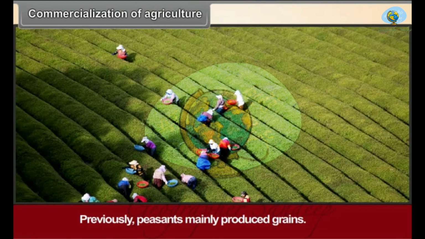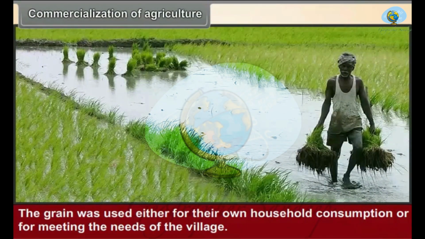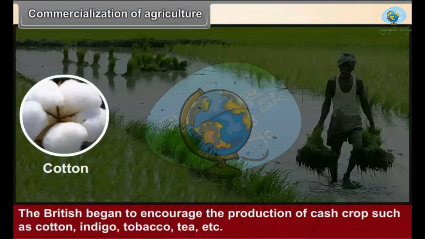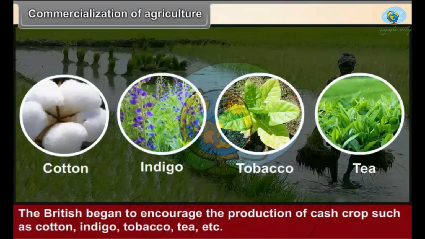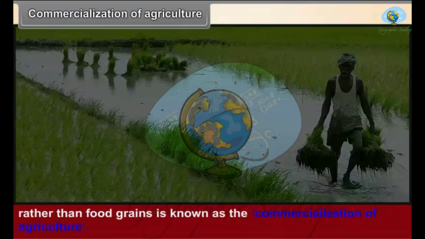Commercialization of agriculture. Previously, peasants mainly produced grains. The grain was used either for their own household consumption or for meeting the needs of the village. The British began to encourage the production of cash crops such as cotton, indigo, tobacco, tea, etc. This shift of emphasis towards the production of profit-yielding cash crops rather than food grains is known as the commercialization of agriculture. Reforms in transport and communication.